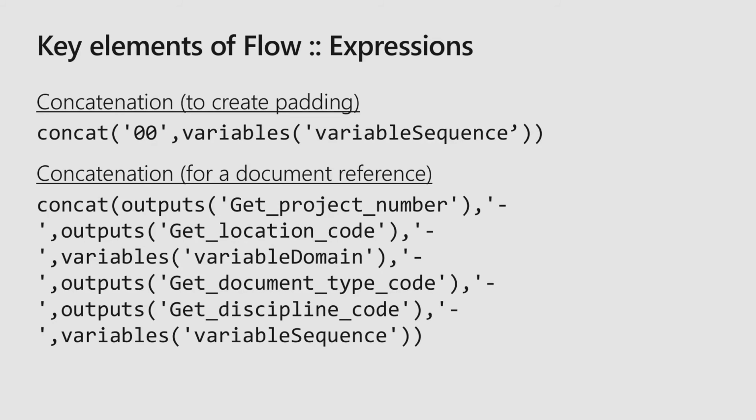Get the output of the location code, so that's some of the post-processing that I've done. Get that. Get the output of that variable. Get the document type code. Get the discipline code. Done. And you can concatenate it all together with the magic comma, right? The comma is almighty. It's mightier than the sword.